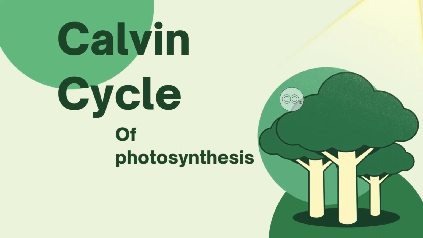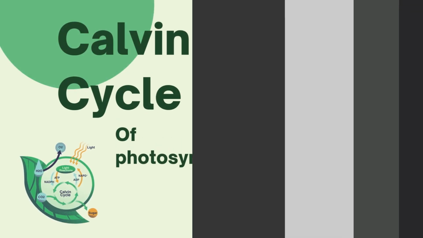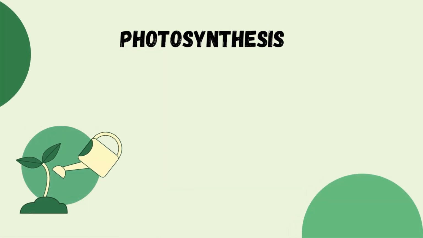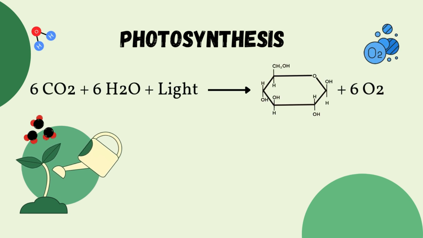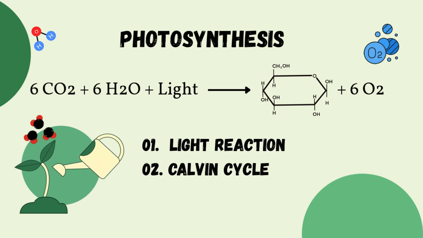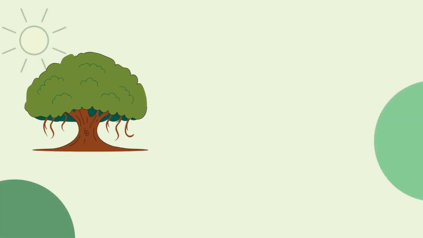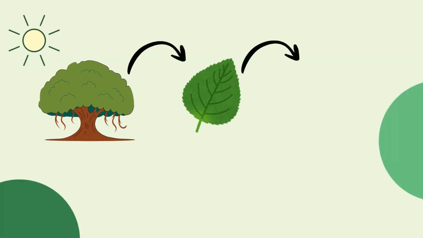Calvin cycle of photosynthesis. Photosynthesis. The overall process converts carbon dioxide and water into glucose and oxygen. It consists of two main stages, the light reactions and the Calvin cycle, where photosynthesis occurs.